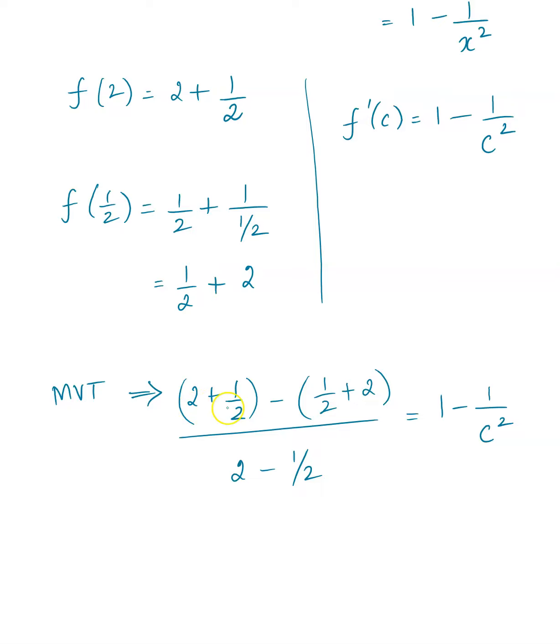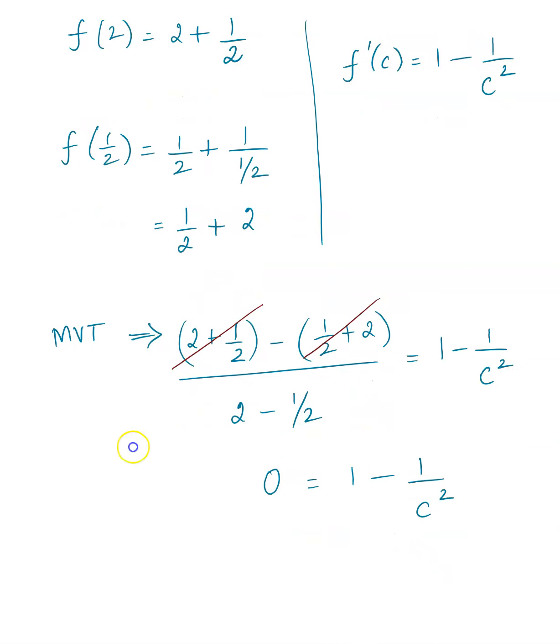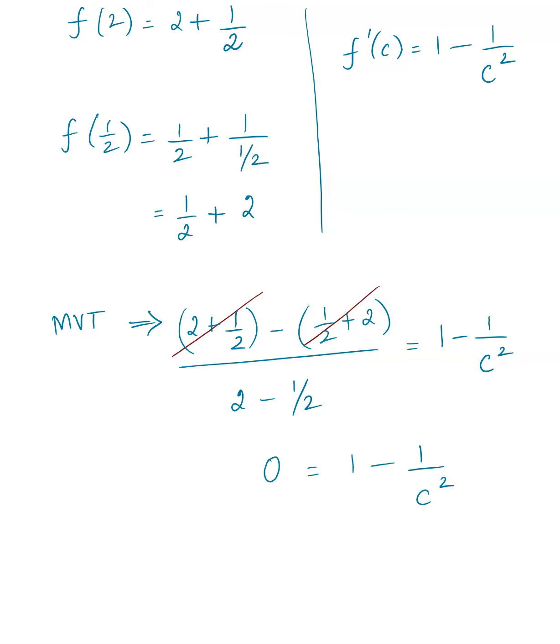So you can see that the 2 plus half and 2 minus the 2 plus half, these two will go away. So you don't have to compute the denominator. You know that that's going to be a 0. 0 equals 1 minus 1 over c squared. You now have to solve for c squared. So 1 over c squared equals 1.